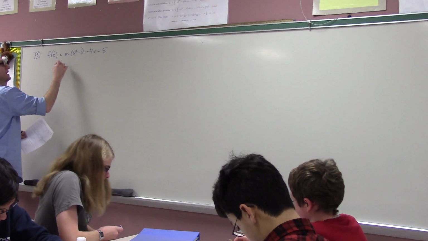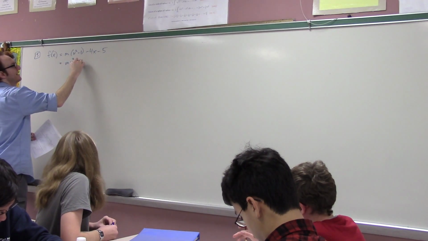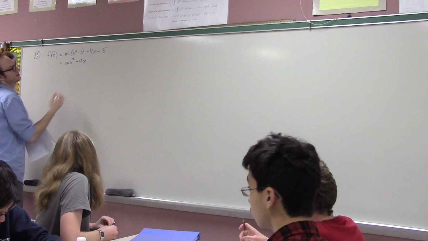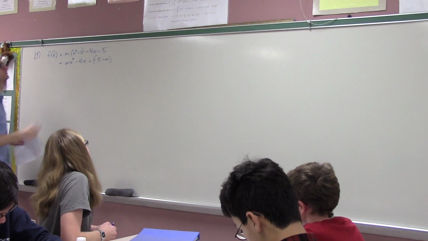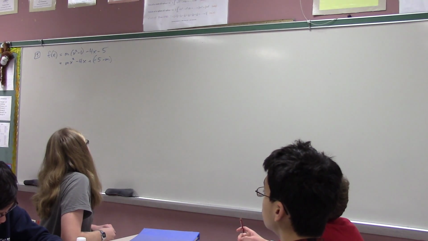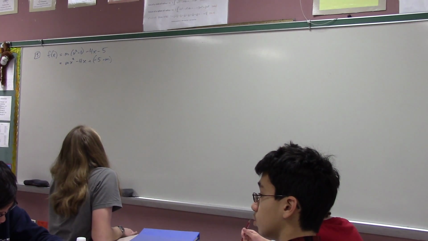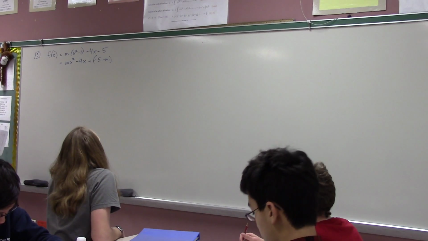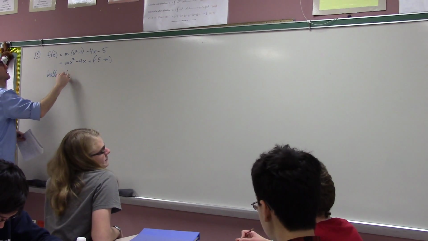Well, first I'll put this in a kind of standard form. So this is mx squared minus 4x, and then the constant term, I guess, is negative 5 minus m, right? Yeah. So I want to know when there's going to be a double root.